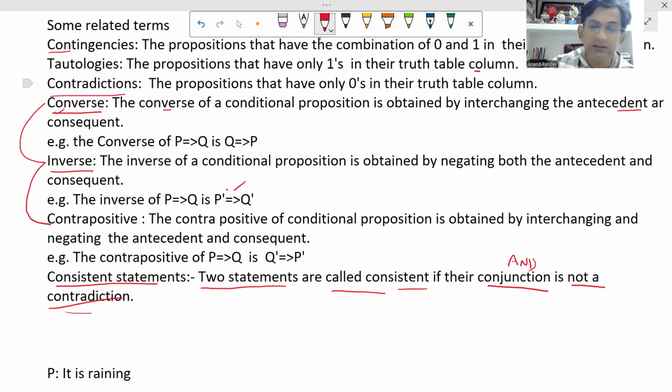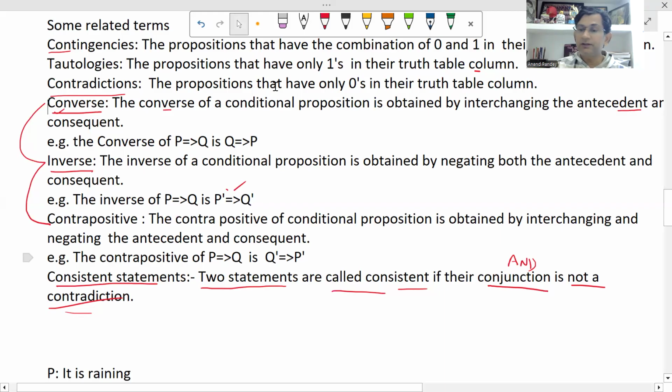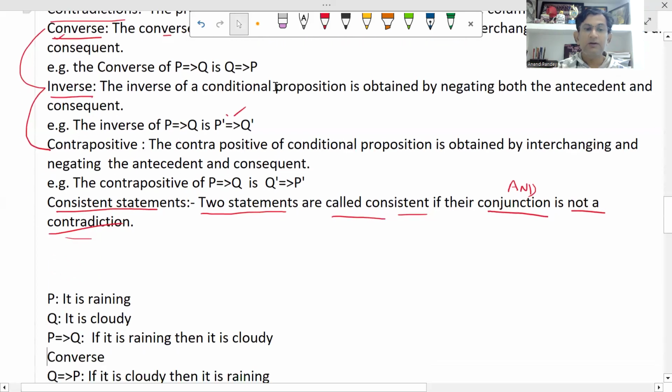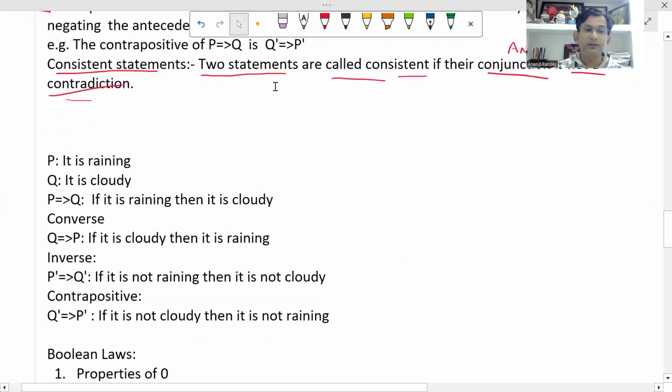So this is the last term which I wanted to explain, which we use in Boolean algebra. So please remember all these terms. Questions will come related to this. One example I'm going to show you.